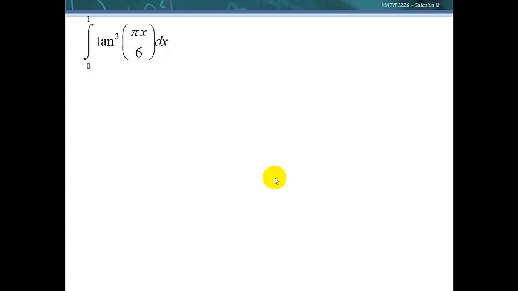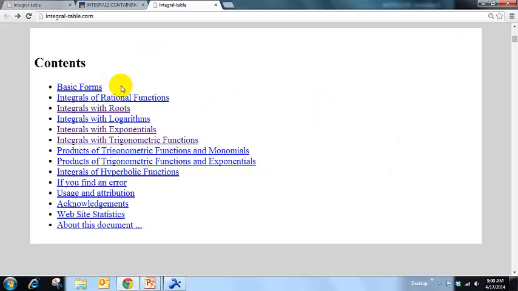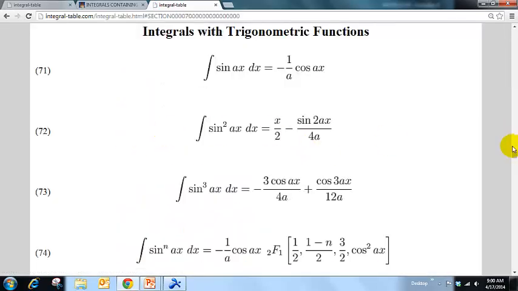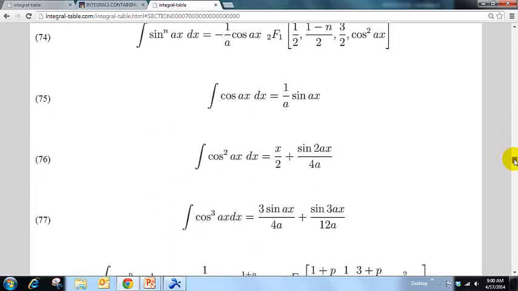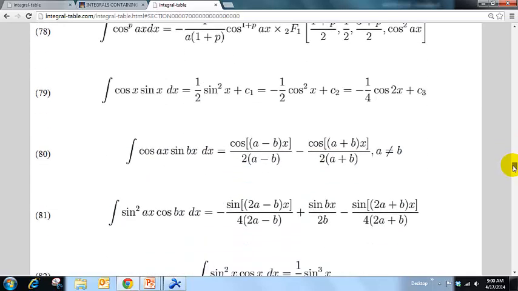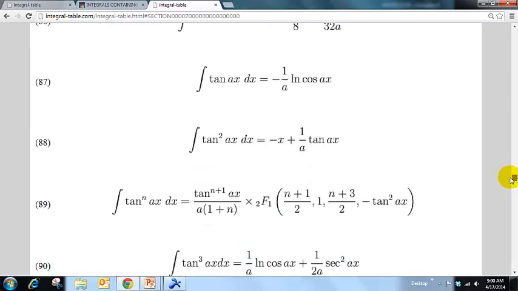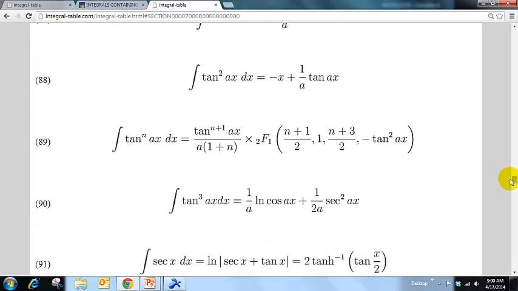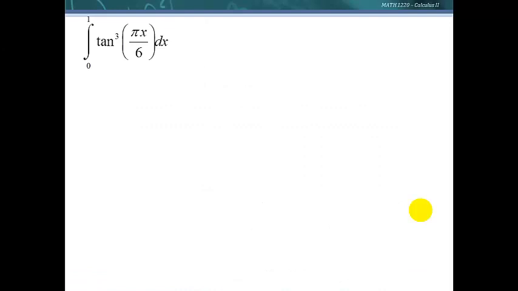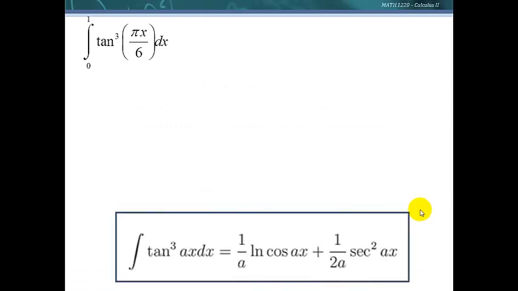The first thing we would do is go to the integral table, and because it was a trig function, I'm going to go down to integrals with trig functions. And then as I'm looking at these integrals with trig functions, I see I've got sines, different powers of sines, cosines. Now I have products of sines and cosines. Okay, now I'm getting into the tangents. And I can see that number 90 on the table has a tangent cubed. So there is the formula that I need. So if I go back to this problem, here is the formula that I need.